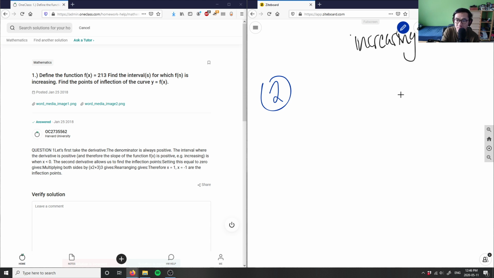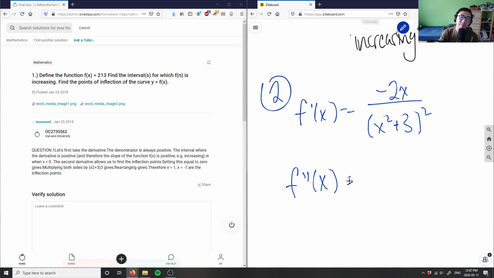And that's f prime of x. So f prime of x is equal to -2x divided by x squared plus 3 squared, right? So I have this f prime of x, and now I want the f double prime, right? I want the second derivative of this function here. So let me write this smaller because I'm going to get a large thing here.